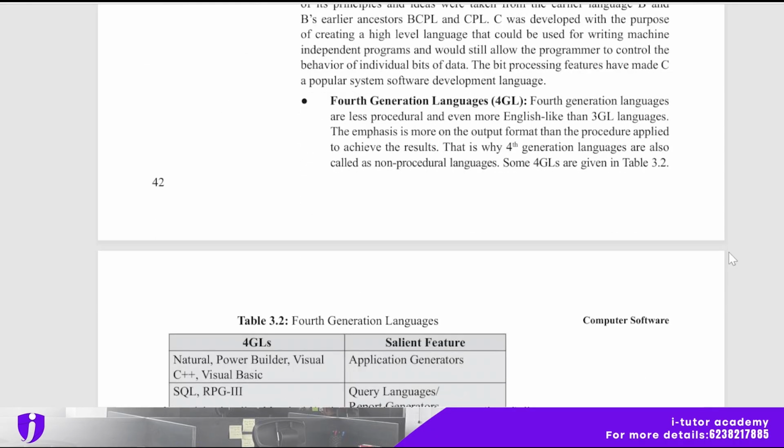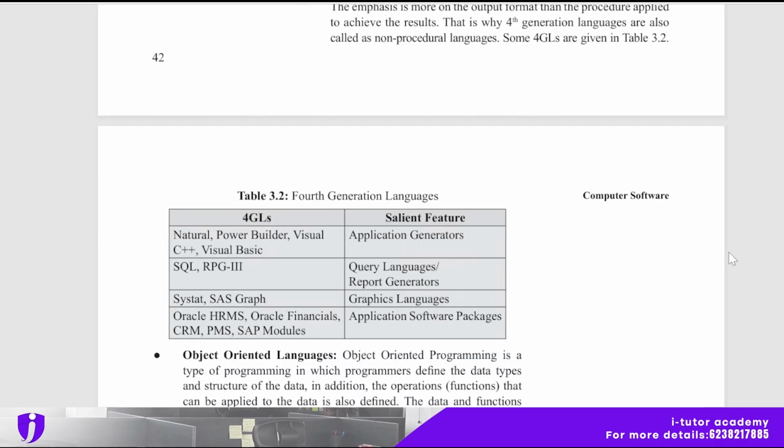Fourth generation language, 4GL. Fourth generation languages are less procedural and even more English-like than 3GL languages. The emphasis is more on the output format than the procedures applied to achieve the result. That is why fourth generation languages are also called non-procedural languages. The salient features of 4GLs: Natural, PowerBuilder, Visual C++, Visual Basic. Application generators, SQL, SYSTAT, SAS/GRAPH, etc. And there are graphic languages also.